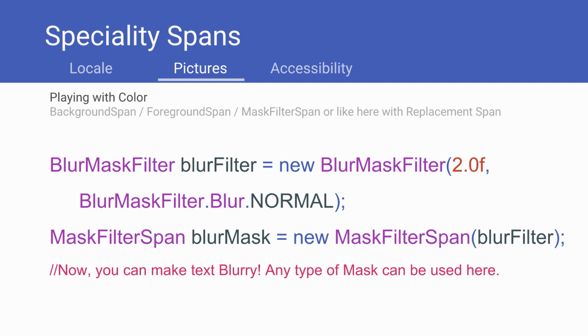And I just declare a mask up here. I say that I want it to be reasonably blurry, and it's kind of the normal type of blur. And then I just declare it as such. You can use any type of mask.